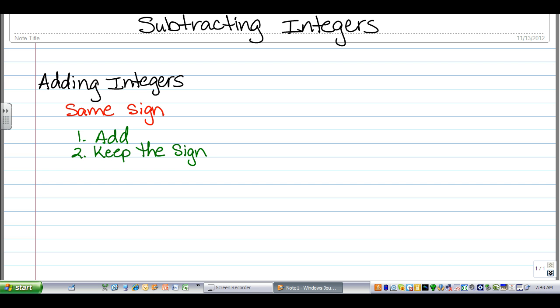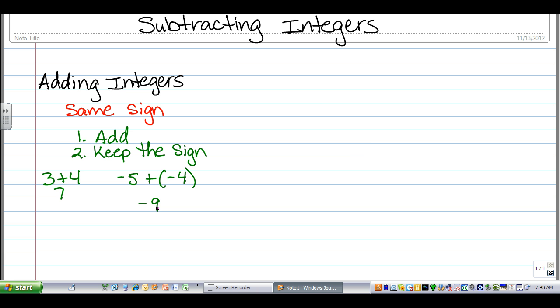if the integers have the same sign, we just add them and keep the sign. So if they are both positive, we add and keep the positive sign. If they are both negative, we add and we keep the negative sign. So just add and keep the sign.